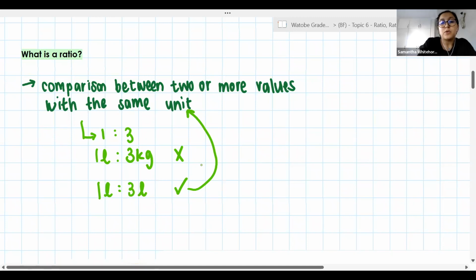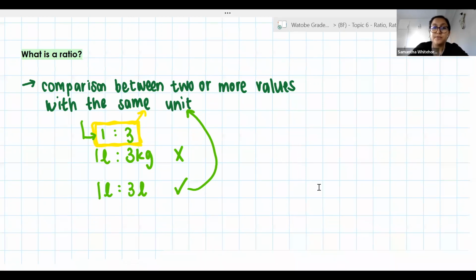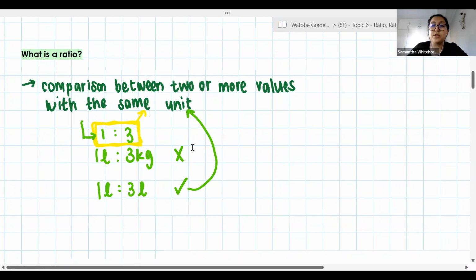The reason this is important is because as Philip has already told us, when we write a ratio, we don't actually ever use units. And so it is implied that the units are exactly the same. We don't want to compare things with different units, otherwise we're going to get ourselves confused. And so very importantly, a ratio is a comparison between two or more values with the same unit. If our units are not the same, we will need to convert, and we'll have a look at some examples as we go along. But basically, you are comparing values.